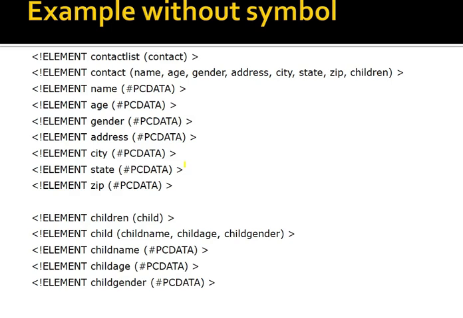Then let us see some examples. If you look at this DTD file, not an XML file, this is a DTD file. You have an element, which is actually the root element. Inside that you have the child element. The child element can again have a sequence of elements. And if you look at this element, there are no symbols used here. So this is an example without a symbol.